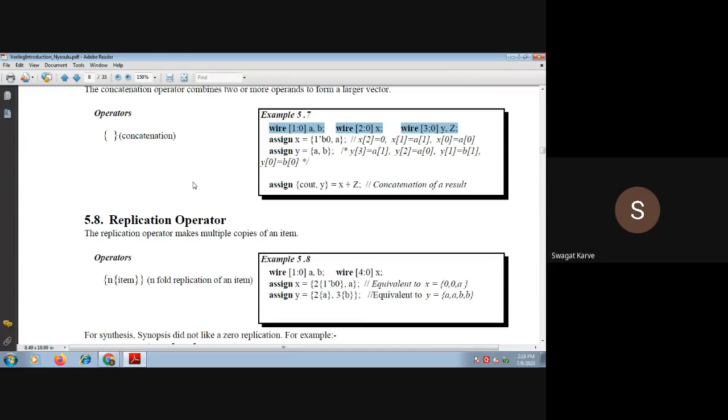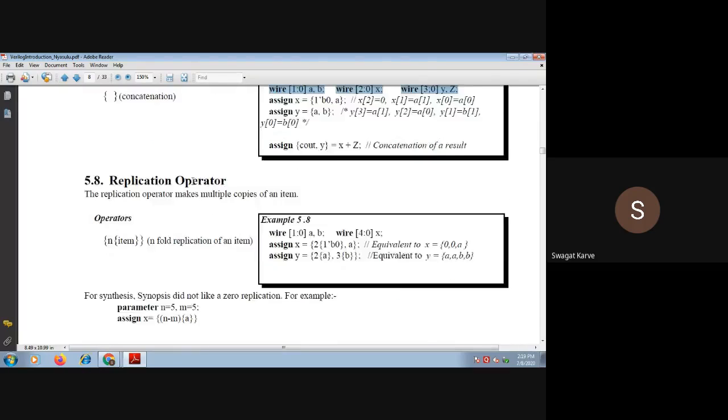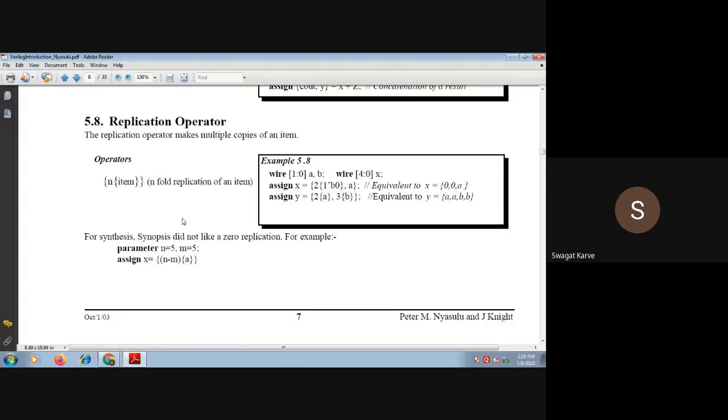Okay, next one is the replication operator. What is the role of this replication operator? The replication operator makes multiple copies of an item, as the name indicates. What is the meaning of replica? A duplicate copy, the same to same copy. That means the replication operator will exactly produce the same operand with the same type, right.